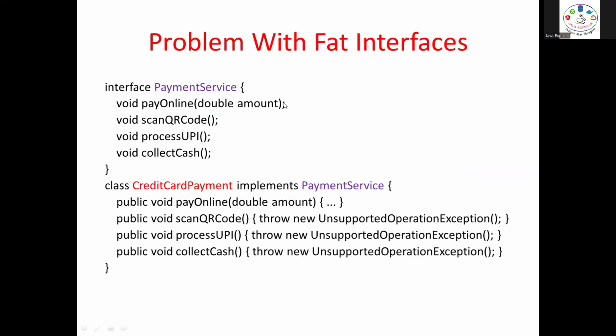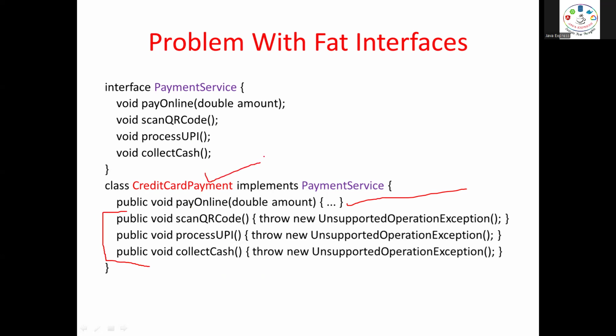We call it a payment service. Inside the payment service, I have methods called pay online, scan QR code, process UPI, and collect cash. In this interface, I have four methods available. If you are performing a credit card payment, is it really required to have all the methods? See here, pay online is a valid use case, but these three methods are not required for the credit card payment, right?